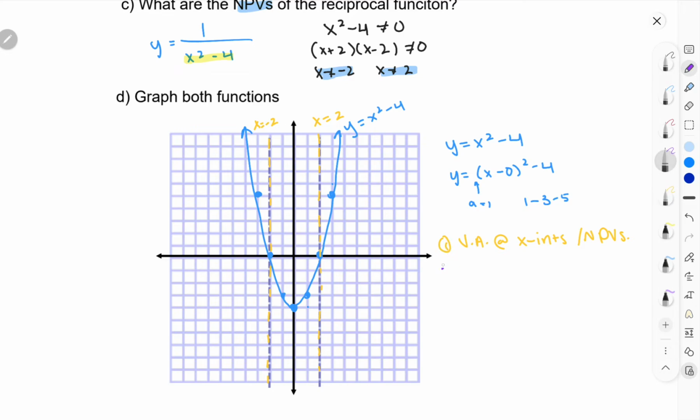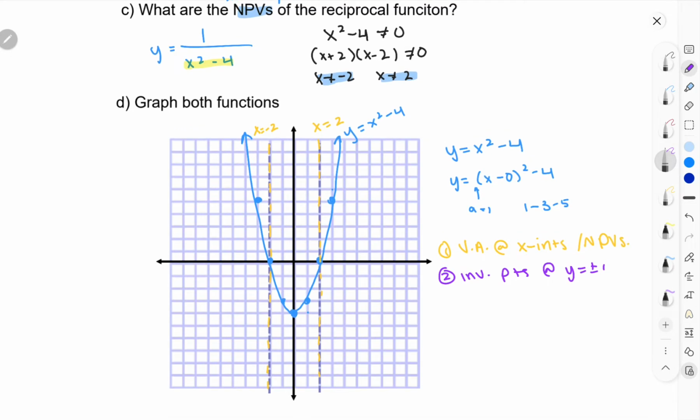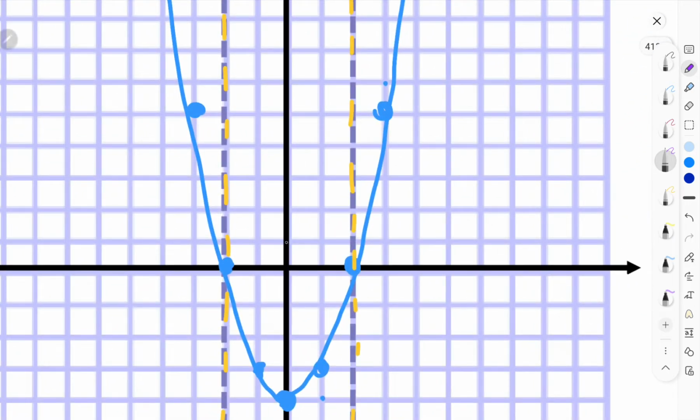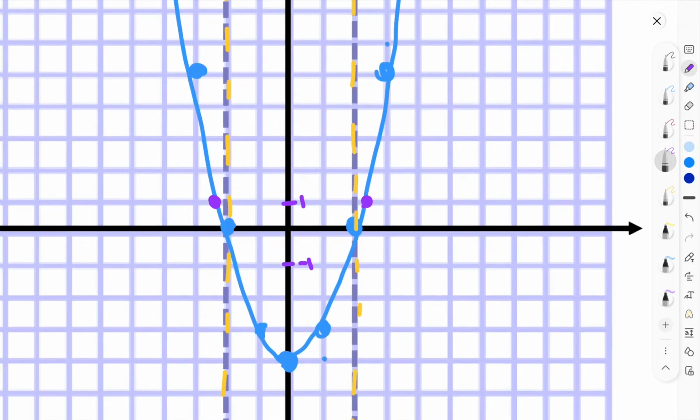Next, I'm going to plot my invariant points. Remember, those are at plus or minus 1 for my y value. I'm zooming in here. I'm worried about what's happening at +1 and -1 for y. It's not going to be a nice point, but they're going to meet in 2 different places when y is +1, because my quadratic function has 2 different x's where it equals +1. It's also going to meet at these 2 points inside the asymptotes at -1.